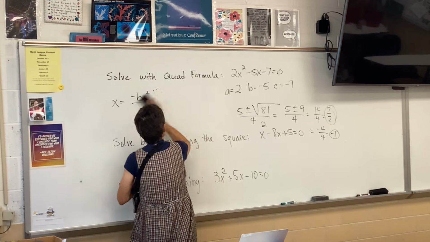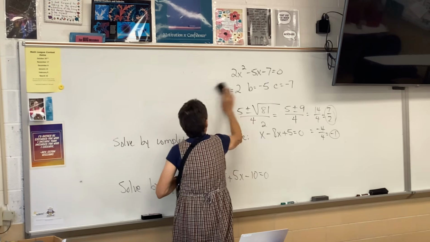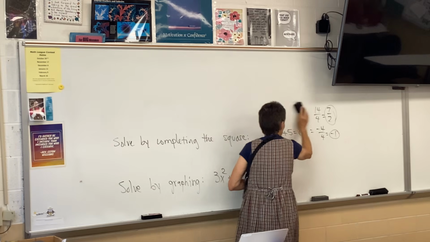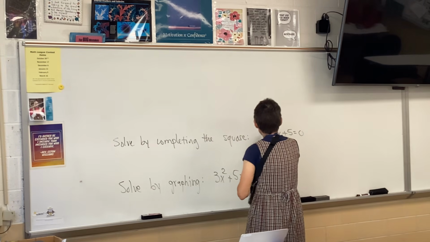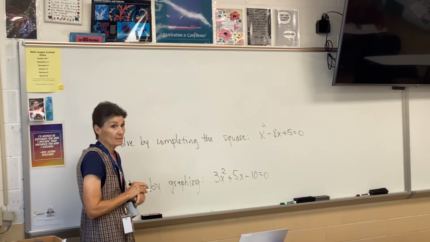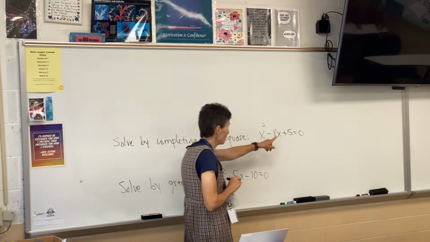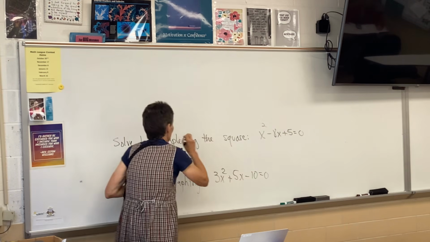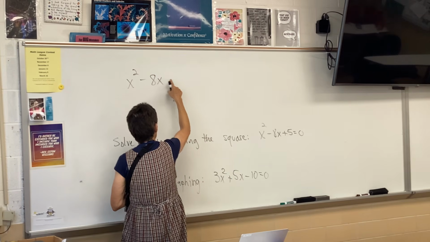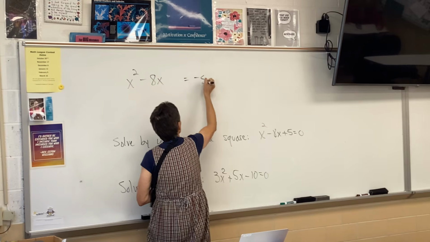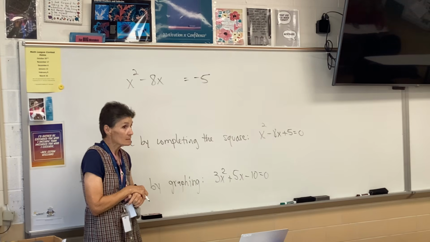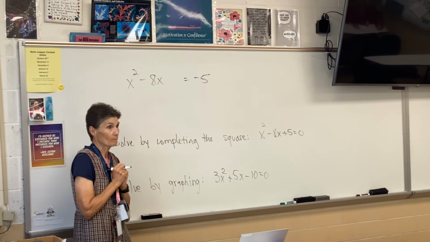Okay, now we're going to complete the square. Completing the square means we have to move that number to the other side. So we're going to have x squared minus 8x, and then where that +5 was, I'm going to leave that spot like this, because I have to fill that blank in with a new number.